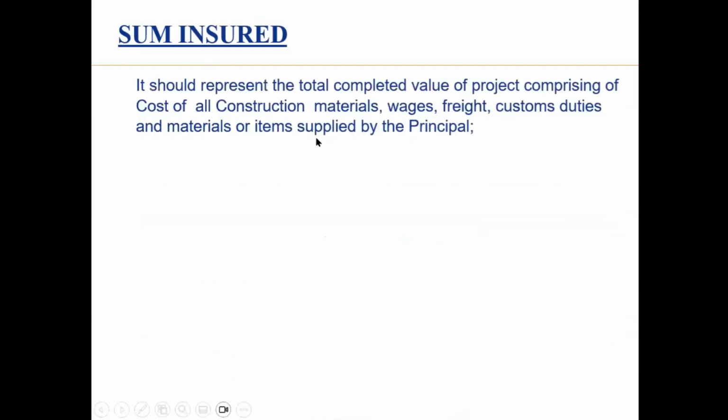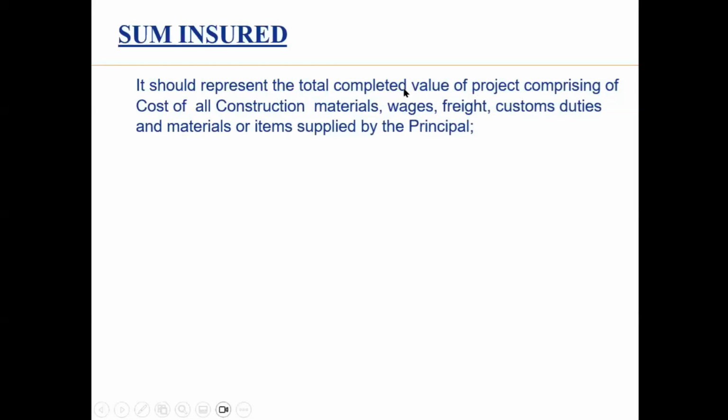Comes your sum insured. How to fix the sum insured of a CAR policy? Now, the definition is what it says. The concept is that the sum insured should be equal to the total completed value of the project. This word, total completed value of the project, is very important, even if the project period is 7 years. So what you are supposed to insure is the expected total completed value, the anticipated value after completion of 7 years when the project will be commissioned. How much estimated cost is there in your books of accounts? That value is supposed to be declared in the policy, failing which it will attract underinsurance.